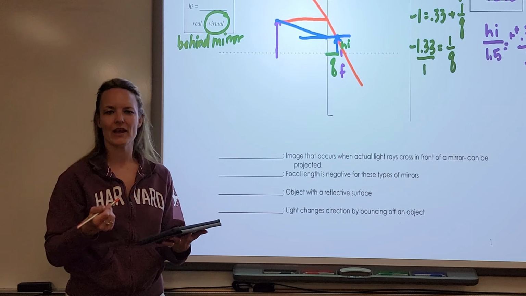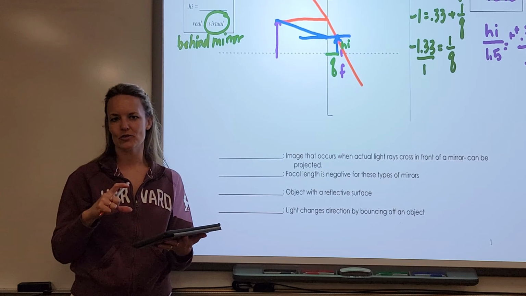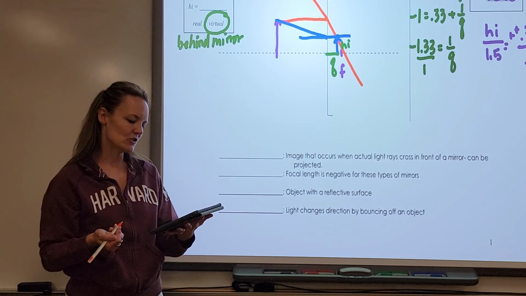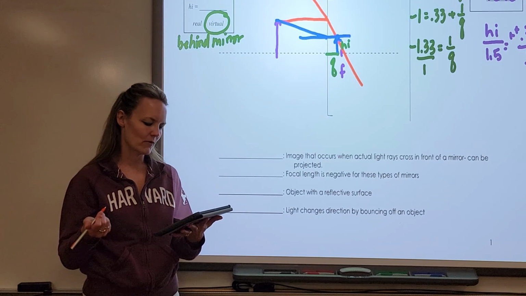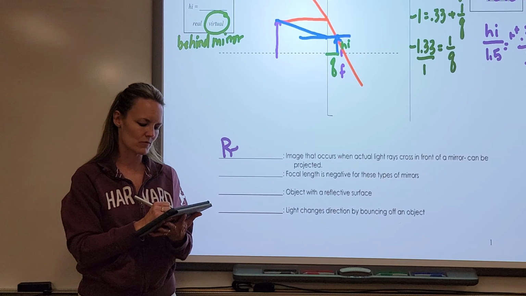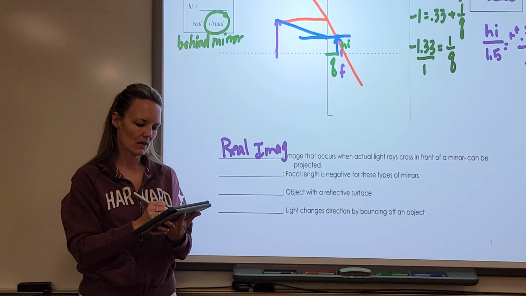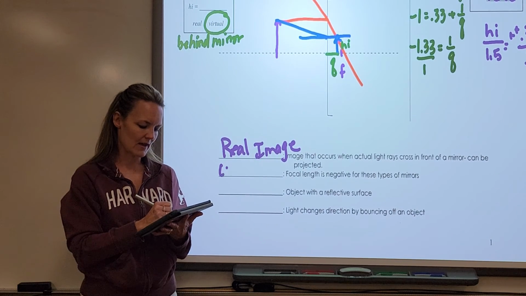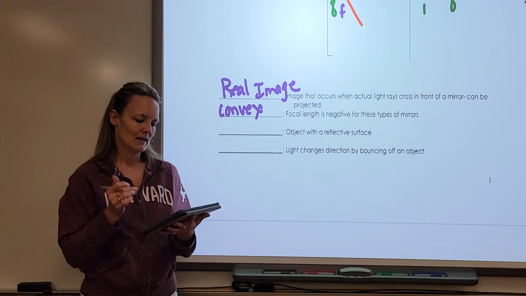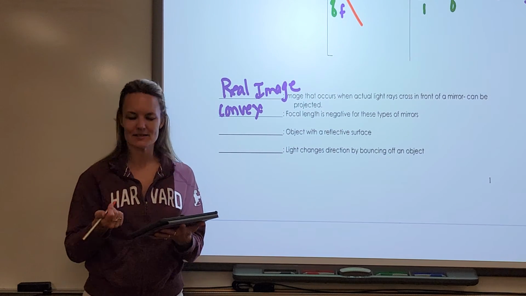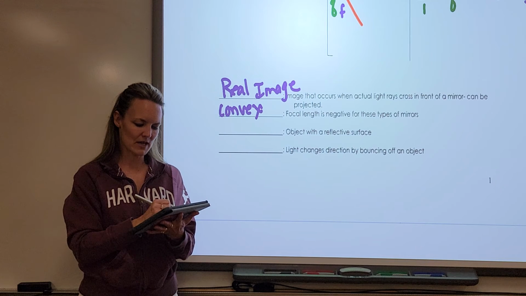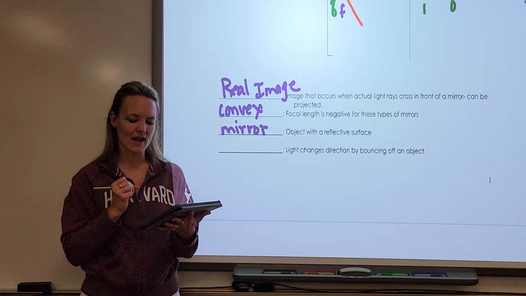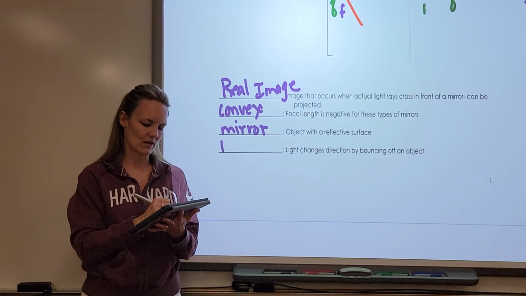The last couple there, once again, pause the video, try it on your own, and then double check it. You might see some of these show up in the multiple choice. An image that occurs when the actual light rays cross in front of a mirror and it can be projected, that is a real image. When the focal length is negative, you have this type of mirror, that's convex. The definition for an object with a reflective surface? That's a mirror. And when light changes direction by bouncing off an object, that's the definition of reflection.